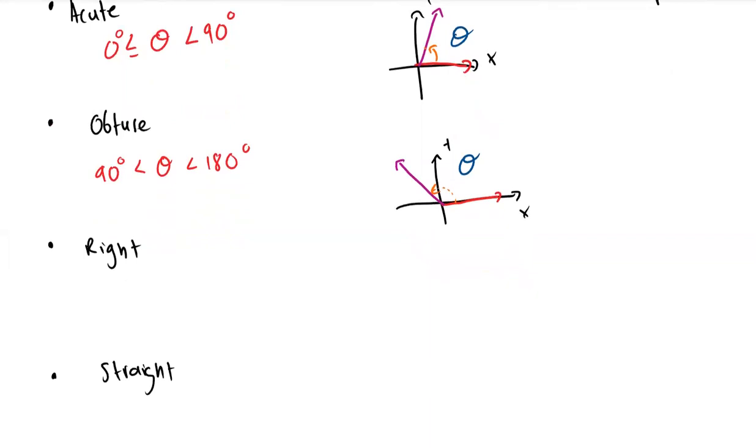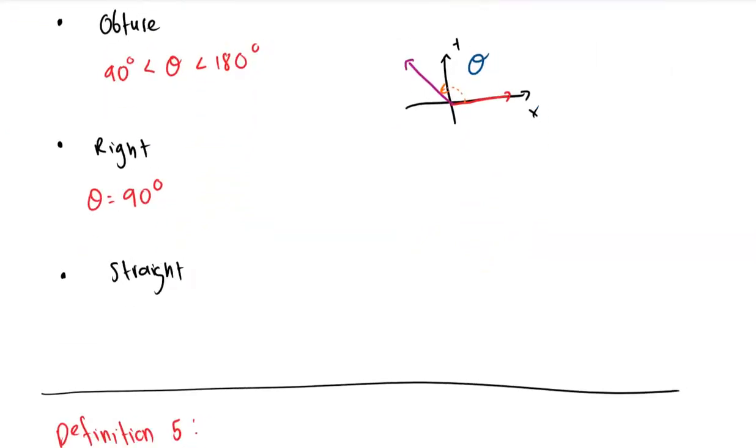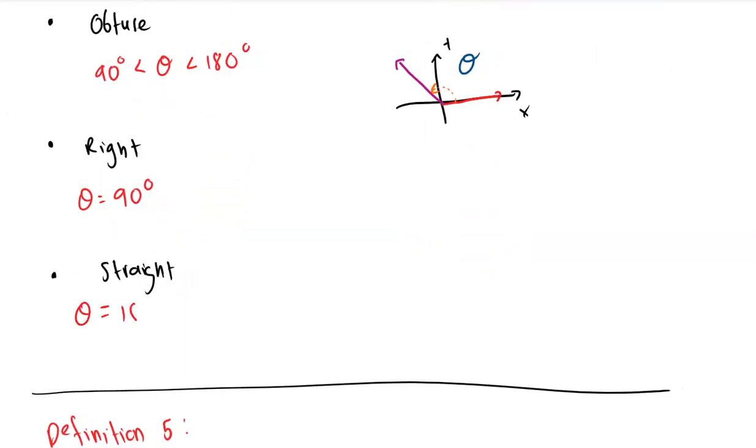A right angle, you know what it is, because I explained it before. It's an angle that's equal to 90 degrees. And then a straight angle is an angle that's equal to 180 degrees. Those I already drew pictures of in the previous videos, that's why I'm not drawing them anymore.